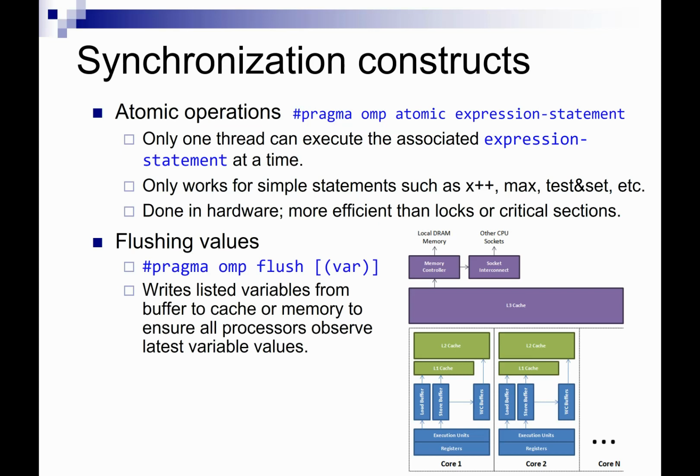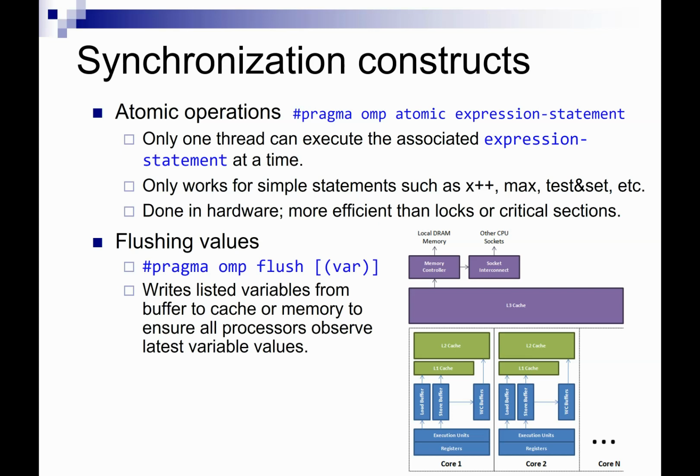Okay, so one other type of synchronization construct is this flush command. If you do pragma OMP flush, you give a list of variables, and these variables will now be written from the buffer of a processor into the cache or memory. Once that happens, all of the other processors will see the latest value of these variables. So the flush is basically a way for you to make sure that other threads see the same value for the variable that you have.